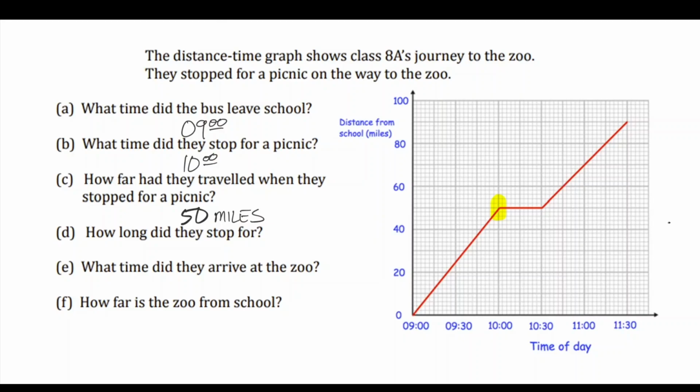How long did they stop for? We're looking at the whole of this horizontal line. They didn't start moving again until 10:30. So that means they were stopped for 30 minutes.